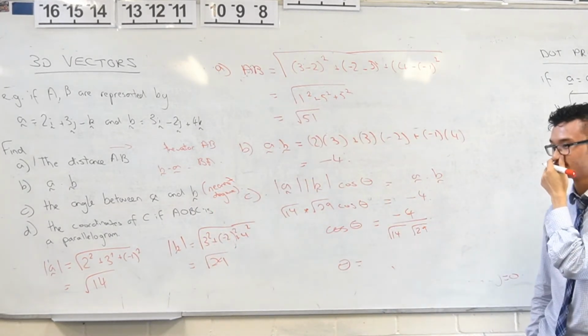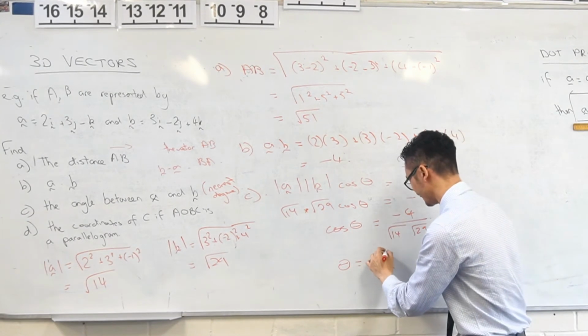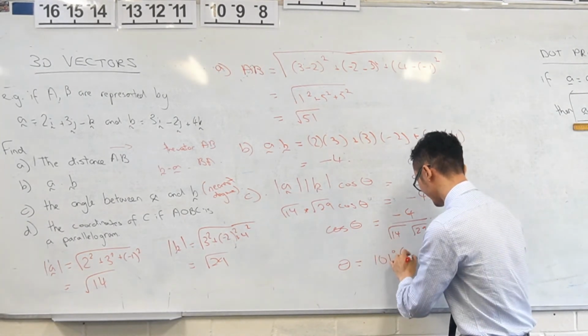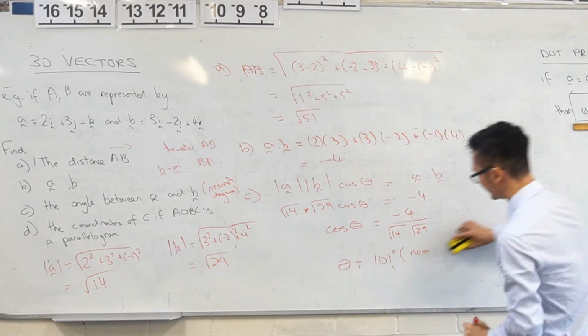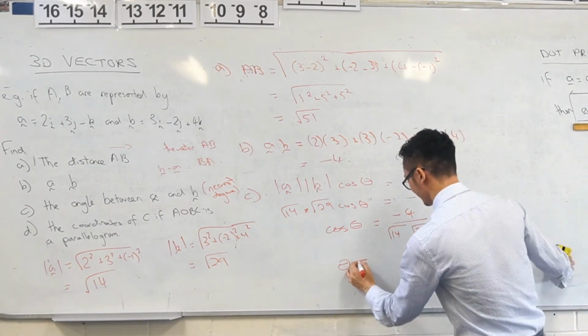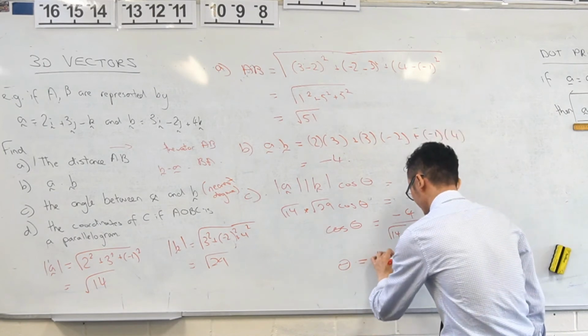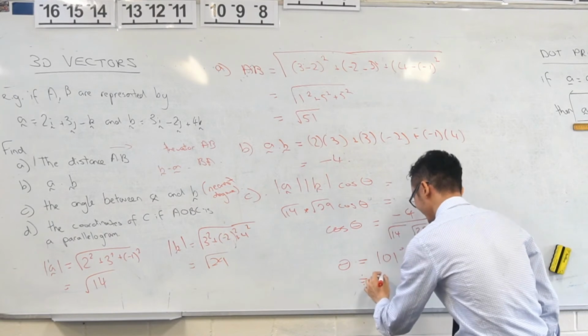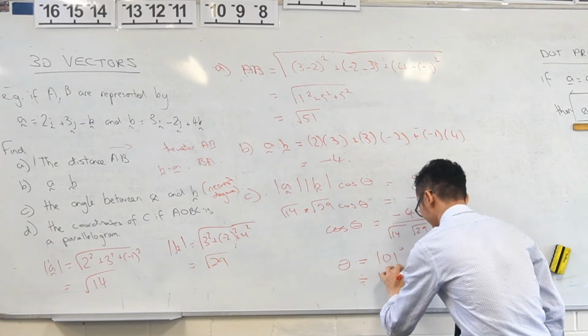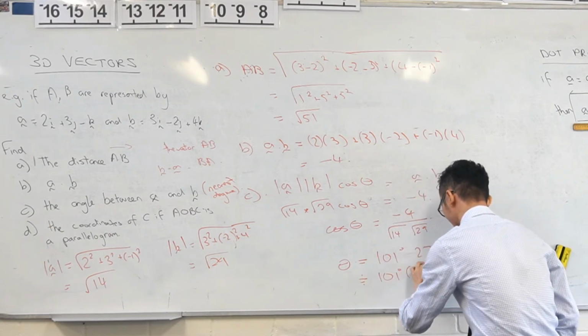I got 101. Yeah, 101 degrees, and let's do that. I should write out the full working. What's the minutes and stuff? 7 minutes. 101 degrees, nearest degree. All right, last one is interesting.